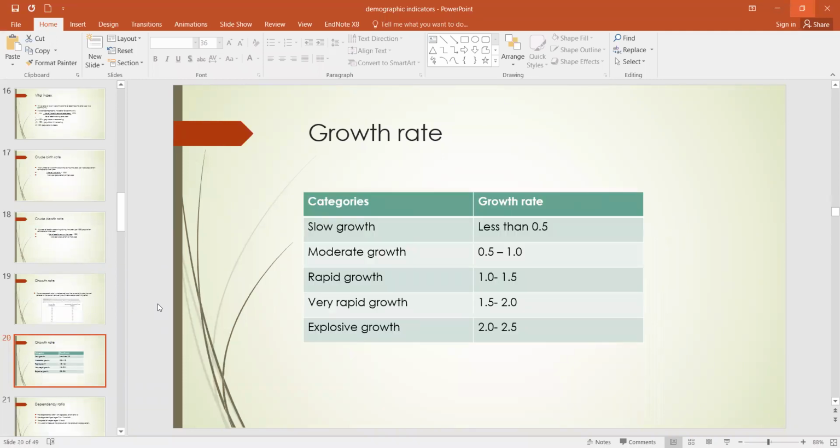There are different categories of growth rate: slow growth, moderate growth, rapid, very rapid growth, and explosive growth. When the growth rate of any country is less than 0.5, then we say that there is a slow growth rate. And in Pakistan, the growth rate is almost 2.03%. So this will fall in the explosive growth rate.